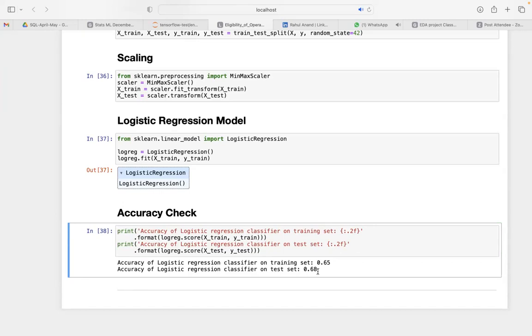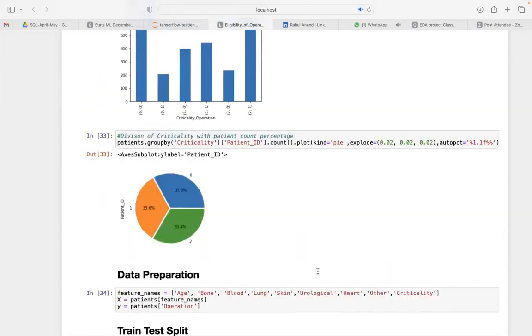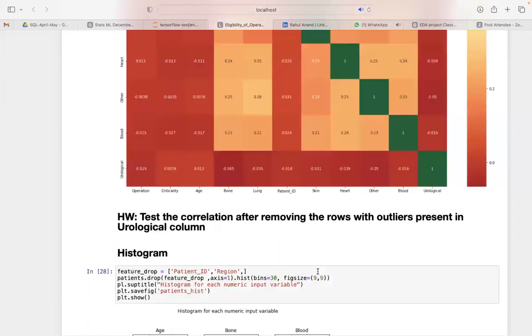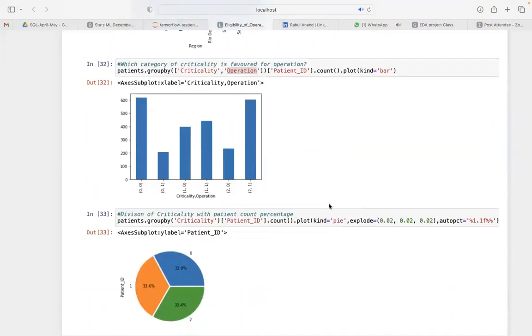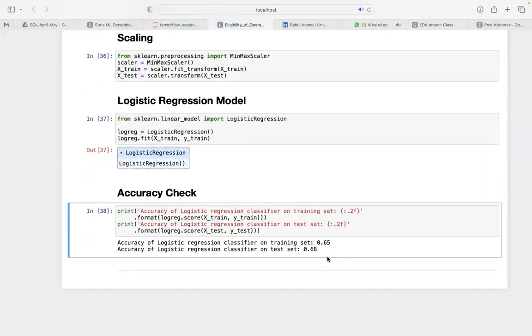And it's kind of decent also because when you see that the number of rows is 2500, and that the correlation is this bad, you cannot expect more than 60-70% of accuracy, and that too from a basic model where we had not done anything.